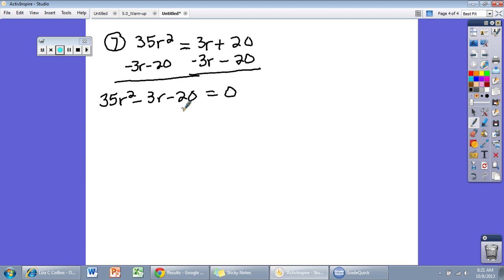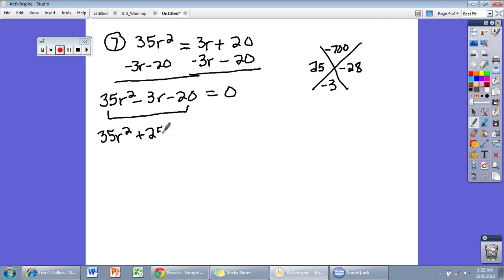So now I have to factor this in order to be able to solve it. I multiply 35 times a negative 20, and that gives me a negative 700. And I'm trying to add to give a negative 3. So those two numbers are a positive 25 and a negative 28. So I rewrite my trinomial as 35r squared plus 25r minus 28r minus 20 is equal to 0.